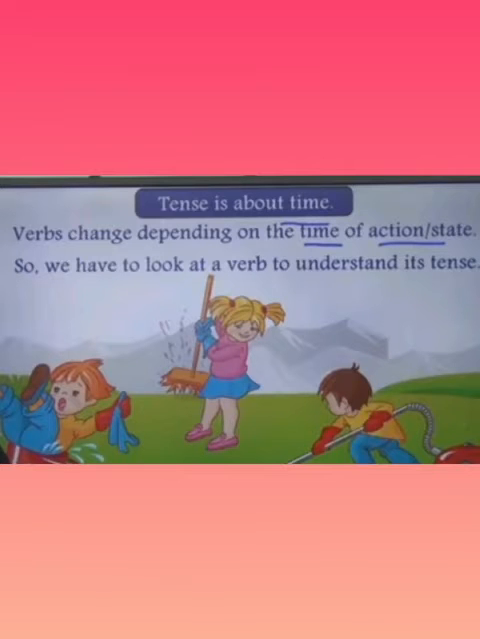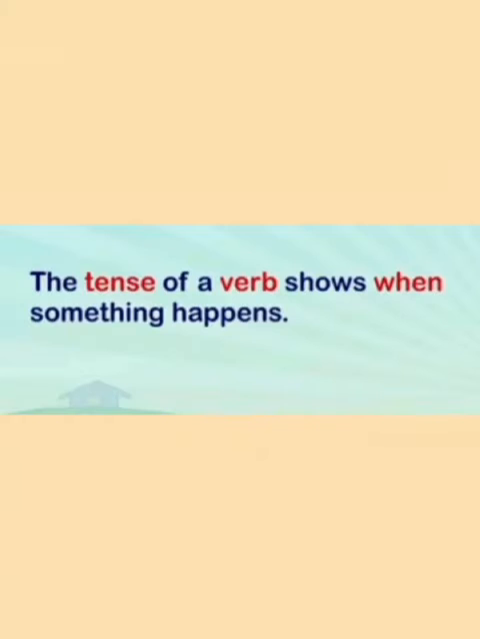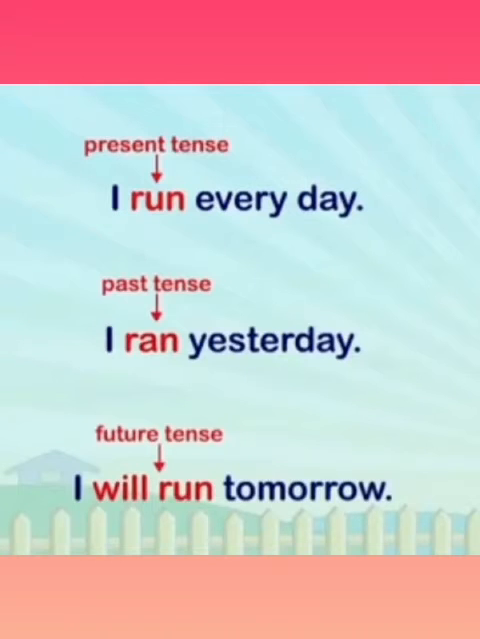Now, what are tenses? Tenses are forms of verbs that tell us when an action takes place. They tell us about the actions taking place in present, past, and future. Let's see these examples. I run every day. Here, run is the verb and it is in present tense. I ran yesterday. Here, ran is the verb and it is in past tense. Ran is the second form of the verb run.